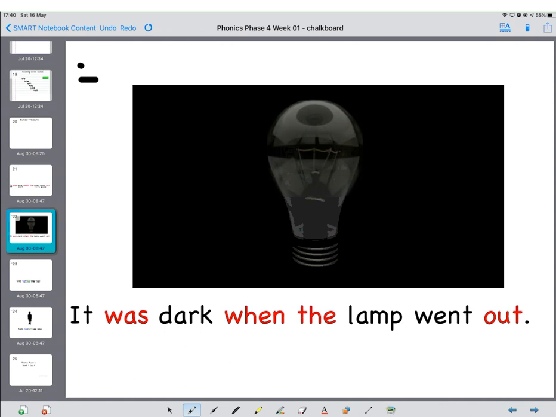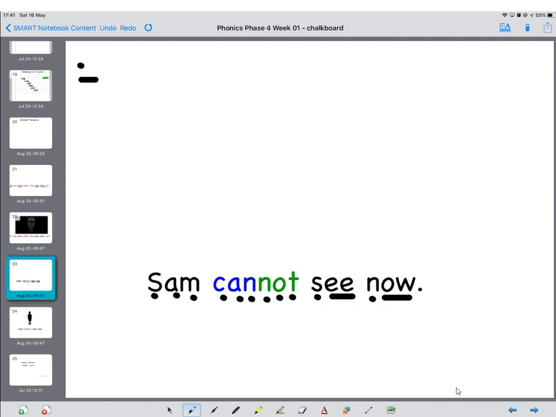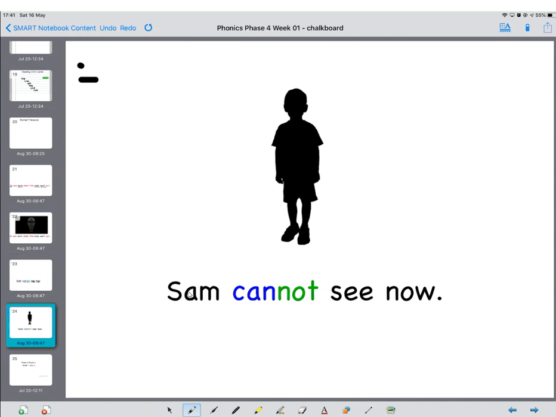And here's our second sentence. Sam, can, not, see, now. And let's see him. There he is in the dark. Let's read it for fluency. Sam cannot see now. Brilliant work again, Year One. Well done, and that's the end of today's phonics lesson.